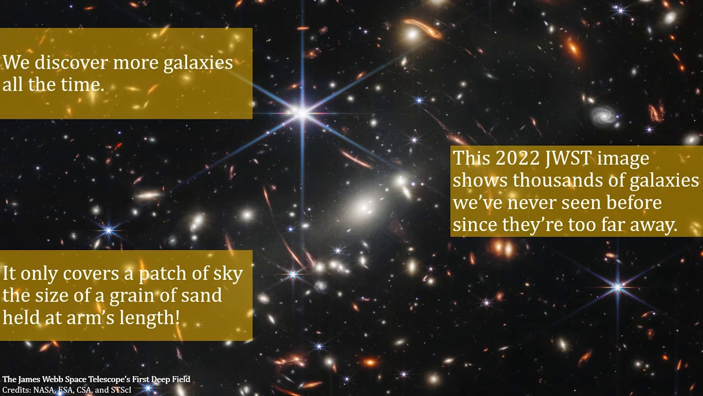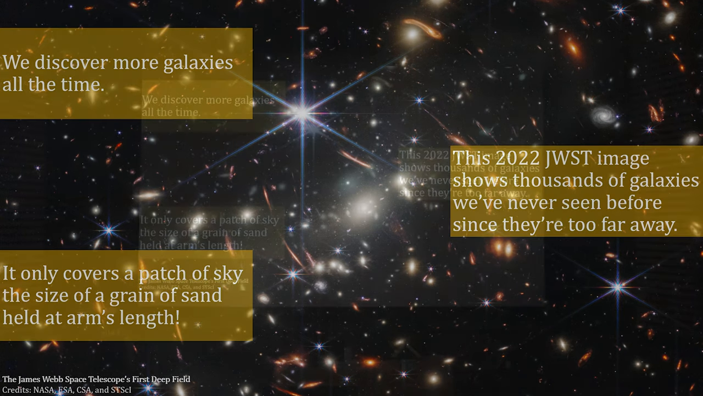And we discover more galaxies all the time. This image is a much more recent image than the previous one. This is an image from last month from the James Webb Space Telescope. In this image, you can also see thousands of galaxies, and many of these are galaxies that we had never seen before last month.